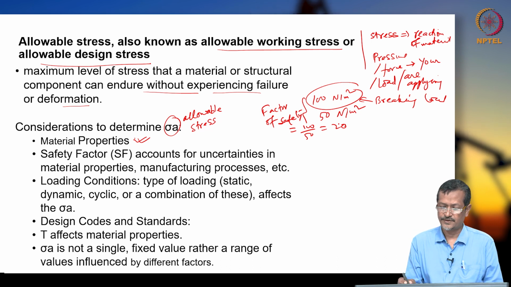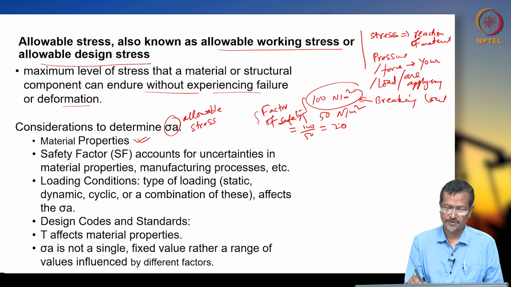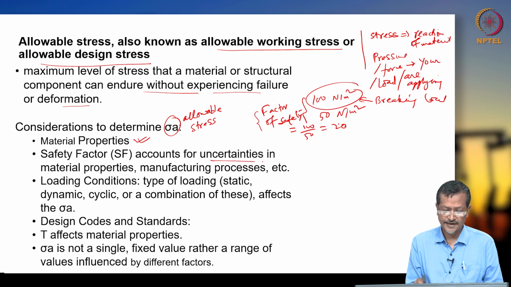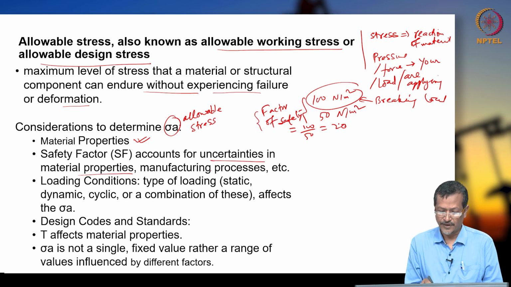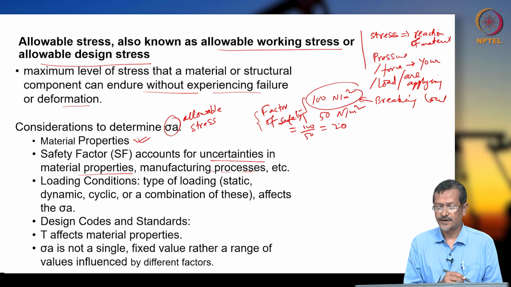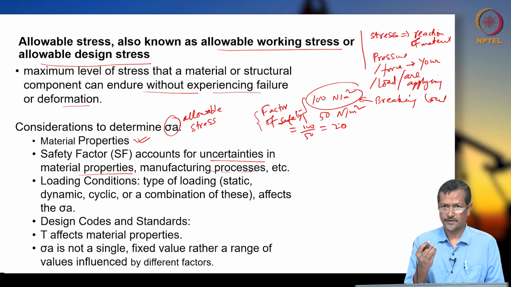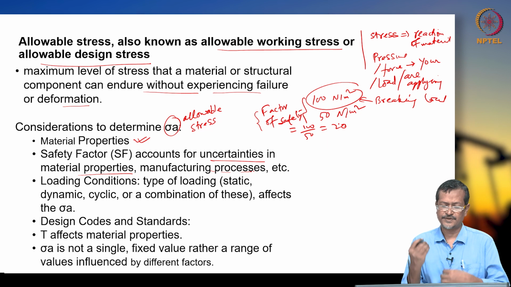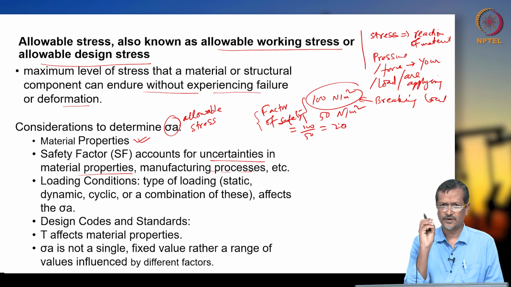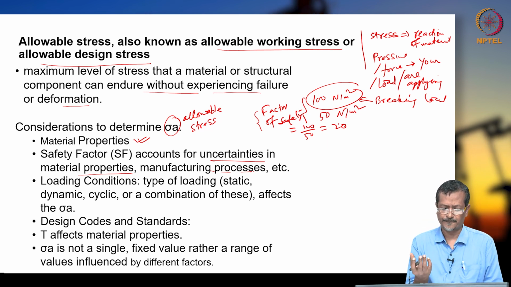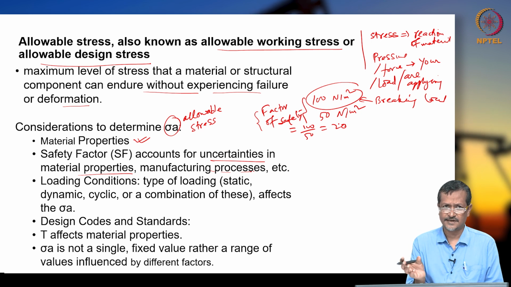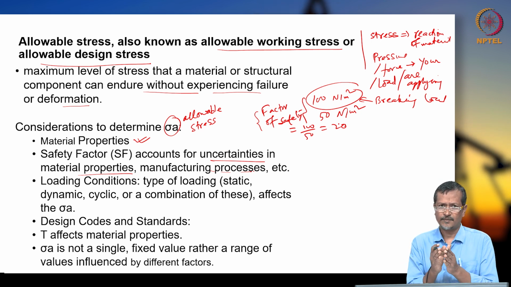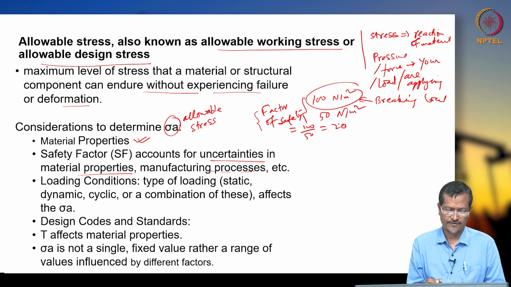Safety factor or factor of safety, I already told, accounts for uncertainties in material properties or manufacturing process, etc. Whenever manufacturing, there will be some vacuole or some small cavity or some small internal crack. So that will give some uncertainty in the system. That is why you give a little bit higher factor of safety, so the system can be safe.